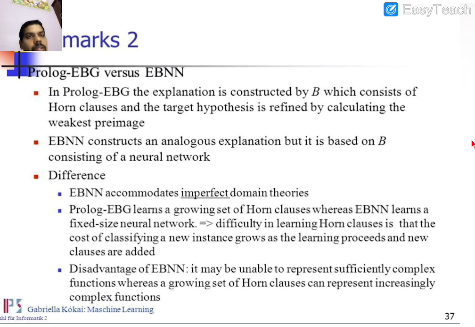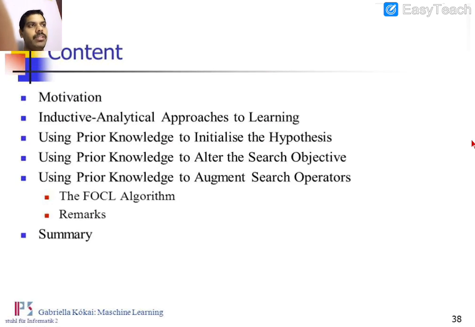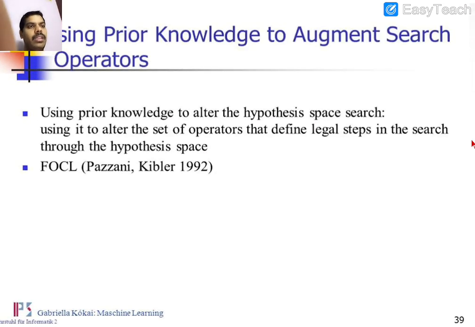And we discussed the Prolog-EBG, that is a purely logic-based programming language. So we have to identify the imperfect domain theories and imperfect training data. Imperfect in the sense, those are the features which are going to negatively impact the things. And using the prior knowledge we alter the hypothesis search also.